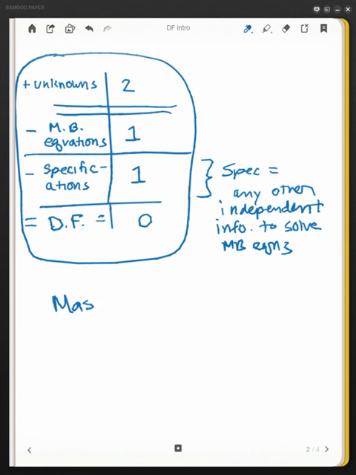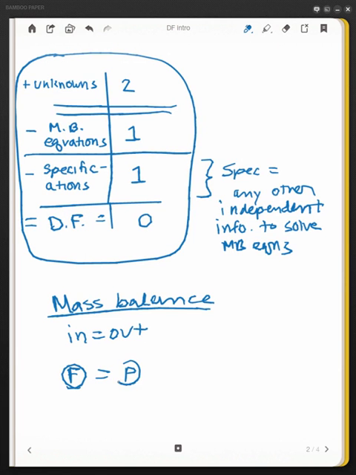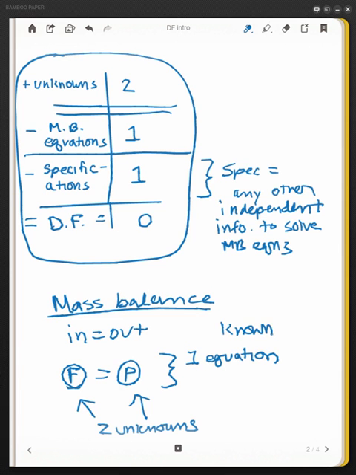So one way of figuring all this out would be to write out all your equations and count your unknowns. If we were to write it in terms of in equals out, this would have been another way to do this. We could say the mass flow rate of F is equal to the mass flow rate of P. So these are your 2 unknowns. And then, of course, you have one equation. These are your knowns, plus we know that F is equal to 1 gram per minute.